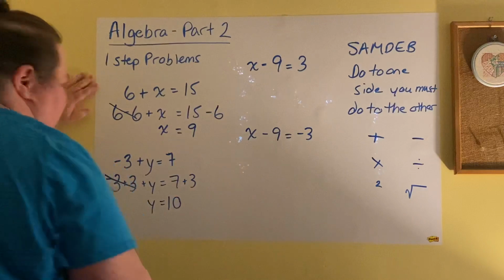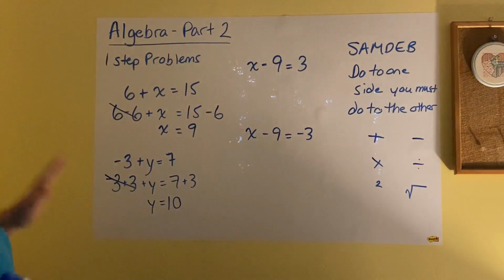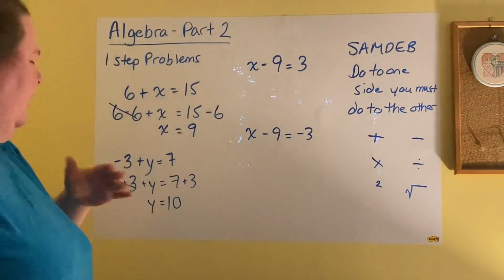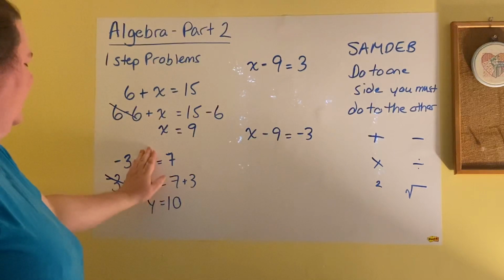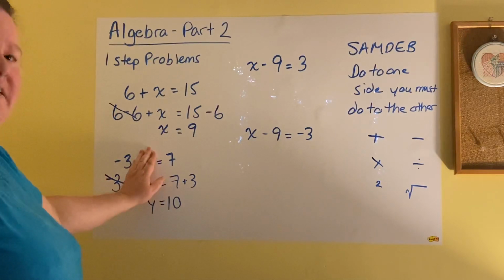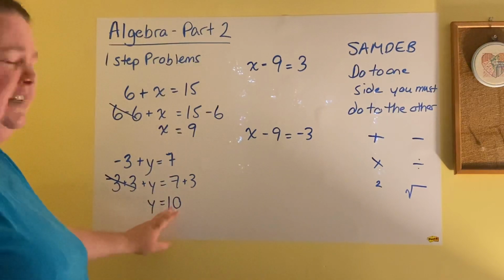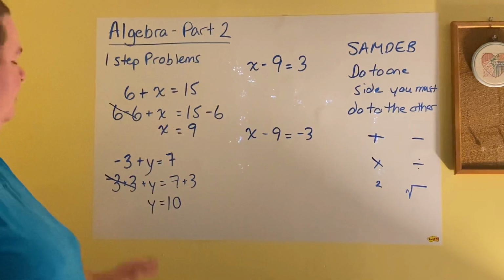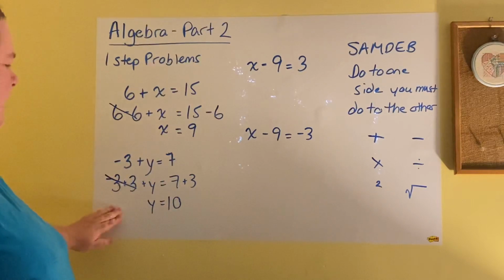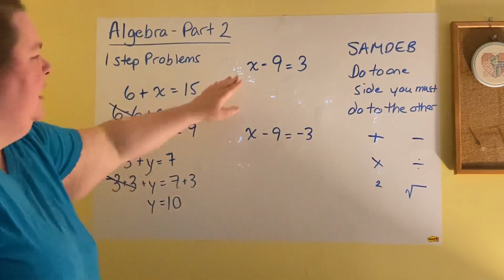This becomes 10. Now, again, I stop and I can go back to the first and I can say, what did I have to add to negative 3 to get a positive 7? And the answer is a positive 10. Okay, so those are two examples of one-step problems.